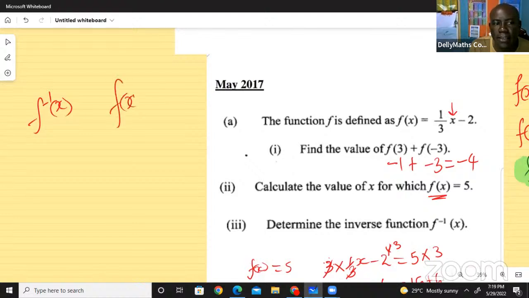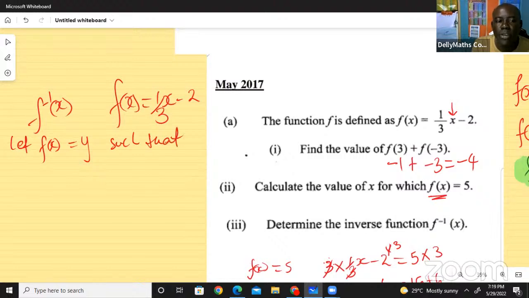So if f of x is equal to 1/3 x minus 2, remember though that if we're going to do the inverse, we want to let f of x equal to y such that we can rewrite this and say y is equal to 1/3 x minus 2. All right, so you don't have to write this statement. This statement is written for instructional purposes. Y is equal to 1/3 x minus 2.